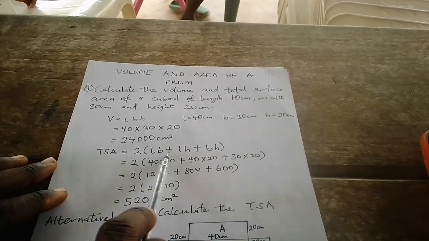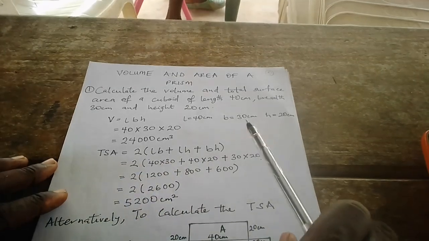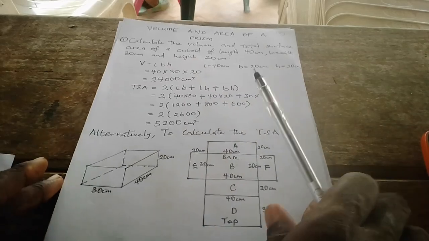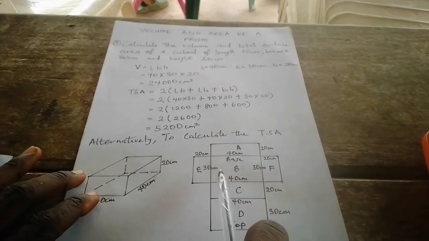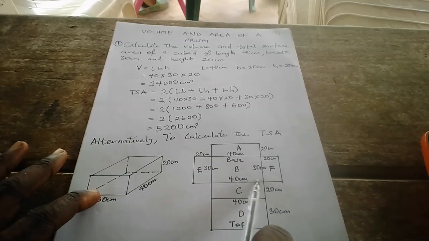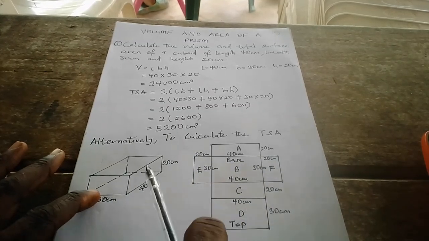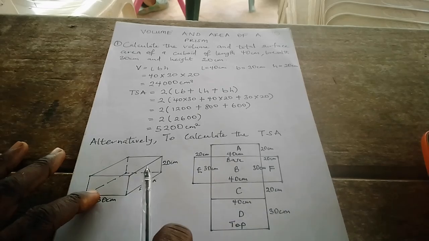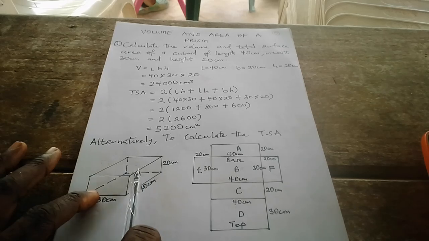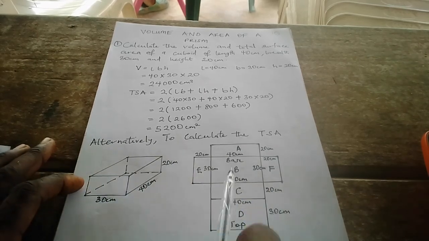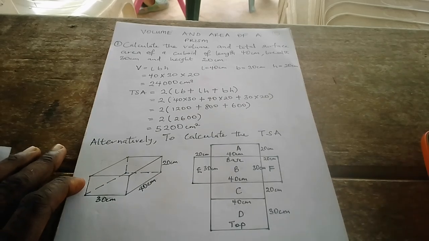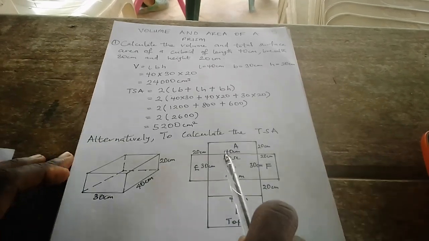Alternatively, assuming we don't want to use the formula, we can also say if this is a cuboid, we dismantle the parts. So if the base is taken to be the 30 times 40, the length and breadth of the base. Then the side, this side and this side. Then this side and this other side. Then the top. So let's give the measurement.